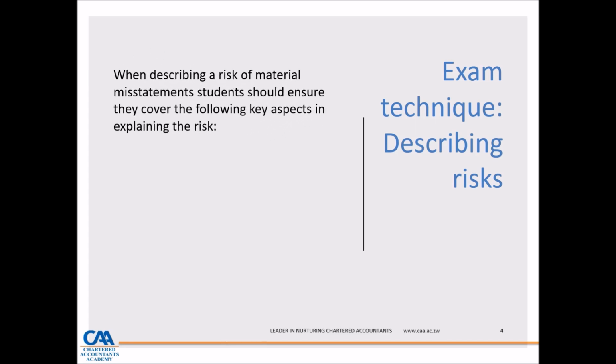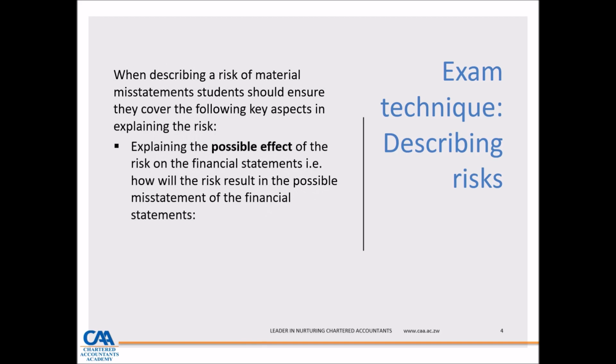So one of the biggest things that you are going to notice is that identifying the trigger is not your biggest problem, but now converting the trigger into a properly worded risk is one thing that you need to focus on and practice and fine-tune. So for a properly worded risk, what are we going to be looking for? The first thing that we need to see is, what is the possible effect of the risk on the financial statements? That is, how will the risk result in the misstatement of the financial statements?